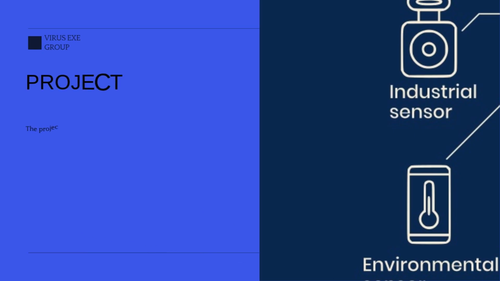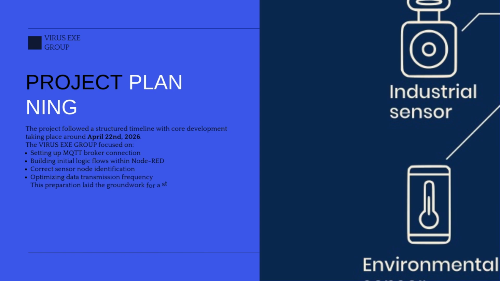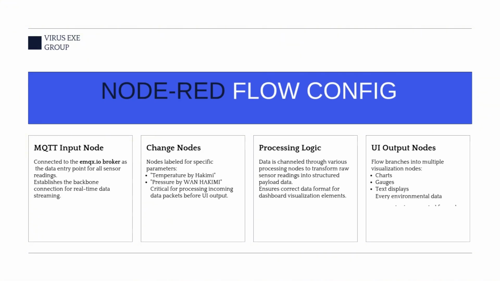The project was executed following a structured timeline, with the core development and configuration taking place around April 22, 2026. During this phase, the Virus EXE group focused on setting up the necessary infrastructure, including the MQTT broker connection and the initial logic flows within Node Red. Careful planning was essential to ensure that each sensor node was correctly identified and that the data transmission frequency was optimized for real-time monitoring.